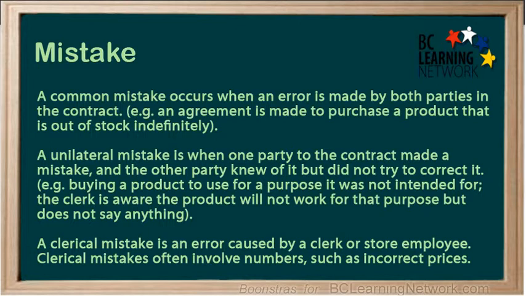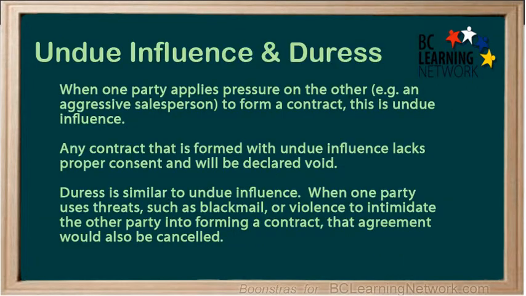A clerical mistake is an error caused by a clerk or store employee. Clerical mistakes often involve numbers, such as incorrect prices. When one party applies pressure on the other, for example, an aggressive salesperson, to form a contract, this is undue influence. Any contract that is formed with undue influence lacks proper consent and will be declared void.